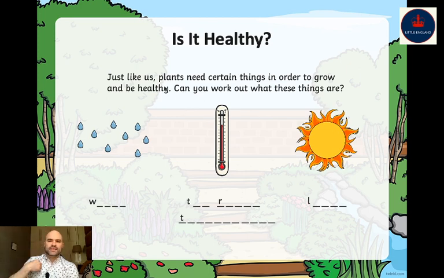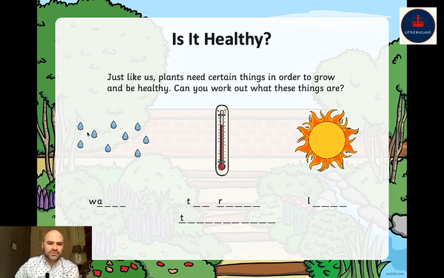So just like us, just like you, Matias, just like you, Matilda, and you, Christina, and just like you, Julie, all of you, just like you guys and me, plants need certain things in order to grow and be healthy. Flowers can't grow without certain things. Can you work out what these things are? So we have one here, a second one here, and a third one. This first one you guys can guess because you all know what water is. But can you say the letters with me? Some of you guys might know these letters, but let's say it anyway.